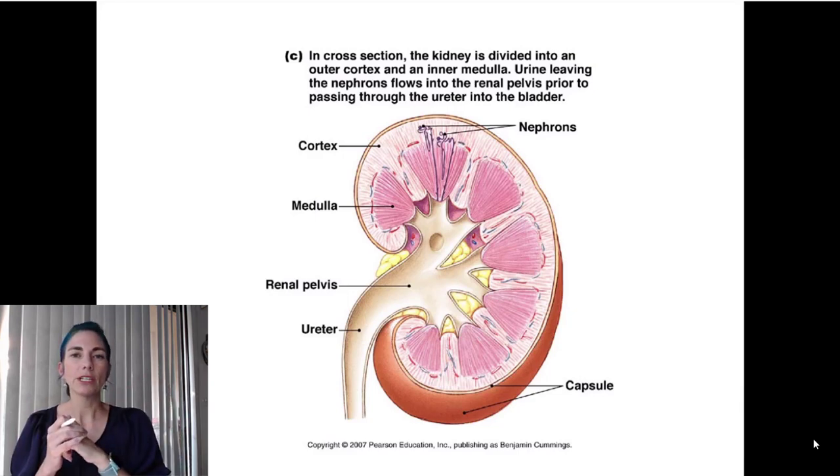What I want you to understand is that the functional unit of the kidney is something called a nephron. And there are about 1 million nephrons in each kidney. So the nephron is the functional unit of the kidney. So you can think of the kidney as basically a collection of these nephrons. So how does this work?